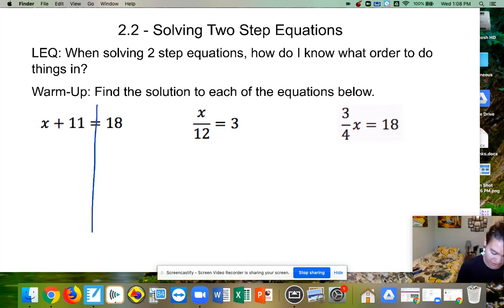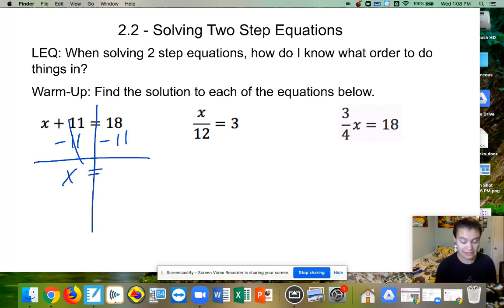Always, always, always. So to undo adding 11, you want to do the opposite. So we're going to subtract 11 from both sides. These will cancel, and then you'll get x equals 18 minus 11. So 18 minus 11 is 7, and your answer is x equals 7. We move on to the next one.